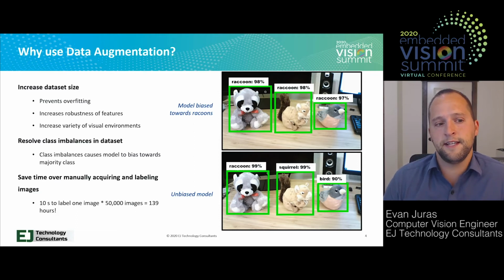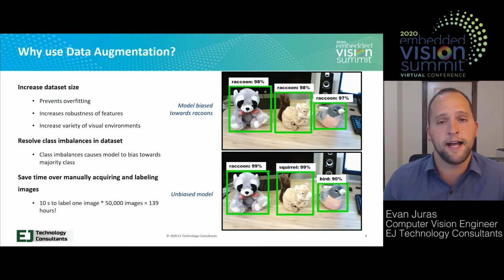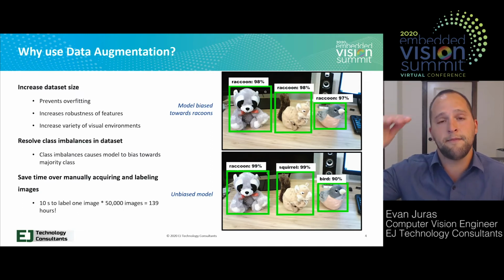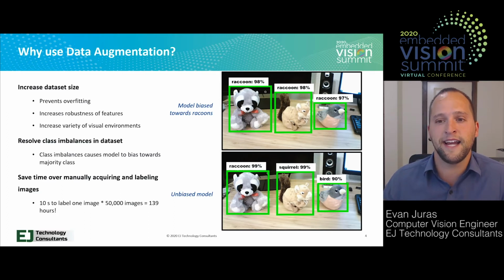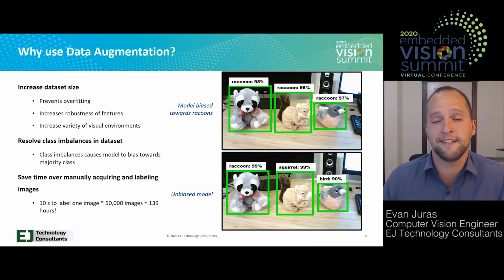A second reason to use it is if you need to resolve class imbalances in your dataset. A class imbalance is basically if, say you're training a 3-class model and you have a ton of images for your first class, but not very many images for your second and third classes. If you train a model with that dataset, it's going to become biased towards that class with all of the images. For an example here to the right, I've trained a bird, squirrel, and raccoon model. On the top there, you can see that it's very biased towards raccoons. It wants to identify everything as a raccoon.